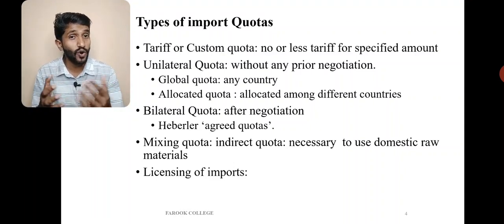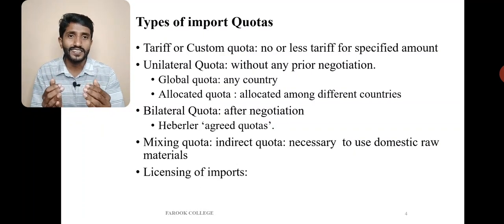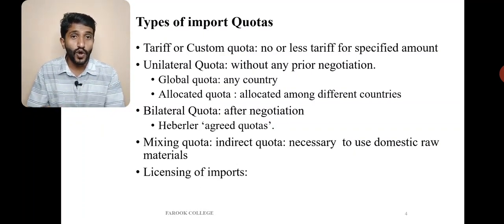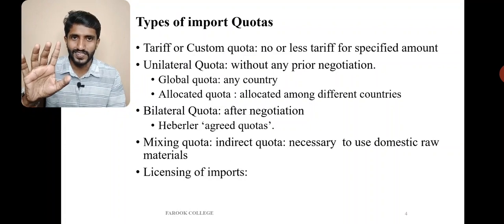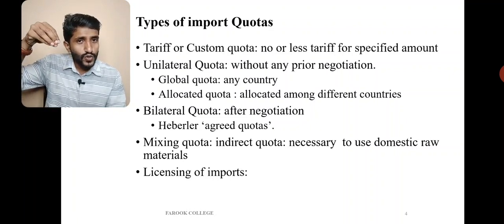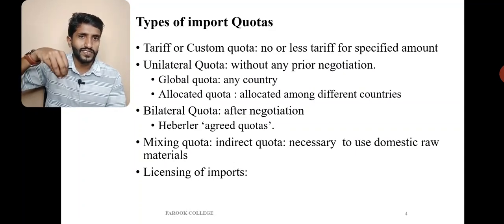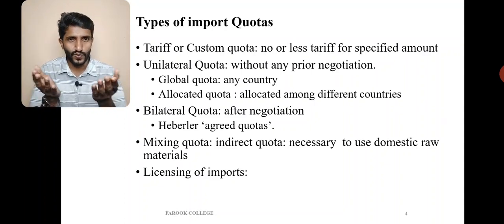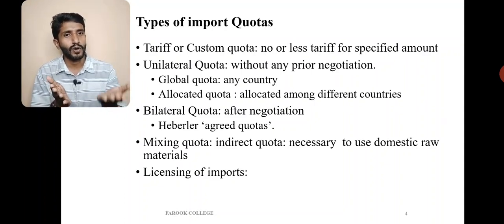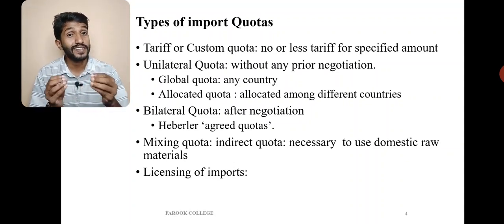So it is an indirect quota, not a direct quota. Here it is necessary to use some domestic raw materials in the production of a particular commodity. All the inputs cannot be imported. All the raw materials cannot be imported. So it is also some kind of restriction, and the companies should use some raw materials or inputs from the domestic market also. So it is for the same purpose, to promote domestic production by using domestic inputs. So this is known as mixing quota.